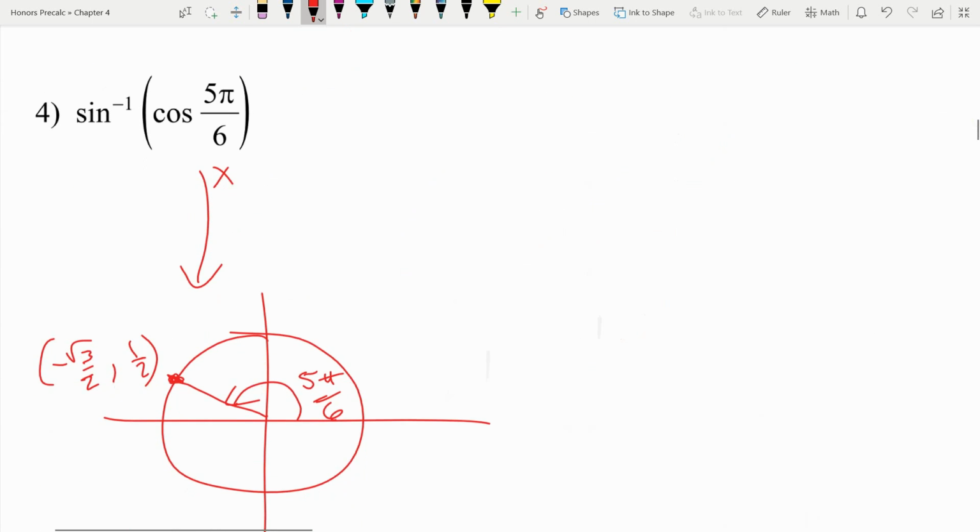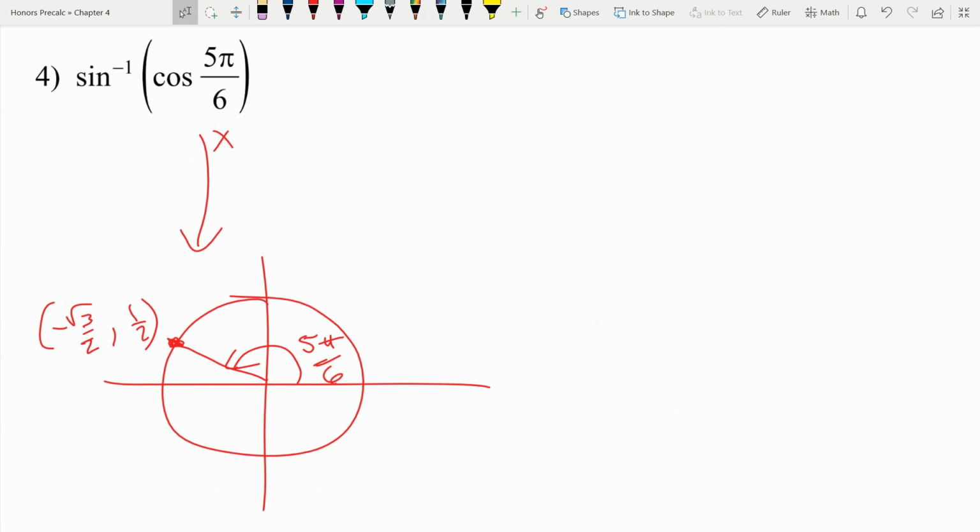Moving on, let's do this one here. I started off some of it for you already. Cosine of 5 pi over 6. So again, don't worry about the inverse sine just yet. Let's just work on cosine of 5 pi over 6. 5 pi over 6 is 150 degrees, or this angle I have shown down here. Here are the x and y values for that. So we're just dealing with cosine. Cosine, again, is the x value on the unit circle. So I'm looking for this value here. The x value here is negative square root of 3 over 2.